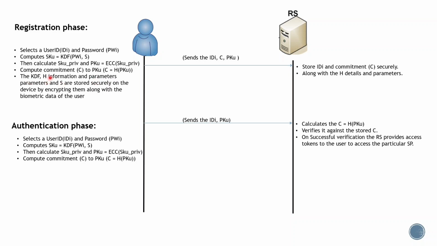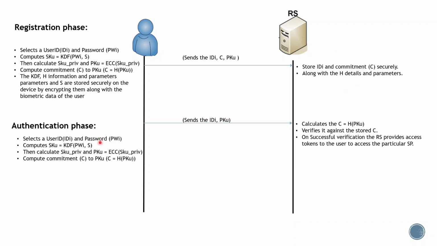The key derivation function, the hashing information, and the parameters. These parameters and the salt are stored securely on the device by encrypting them along with the biometric data of the user. These are stored inside the trusted execution environment of the device itself. Now the user sends his ID and the commitment to the registration server. The registration server validates the user and stores his ID and commitment securely, and also the hash details and parameters necessary are stored on the registration server.